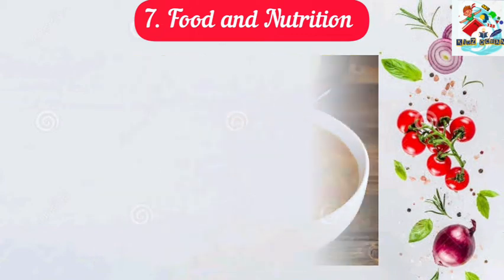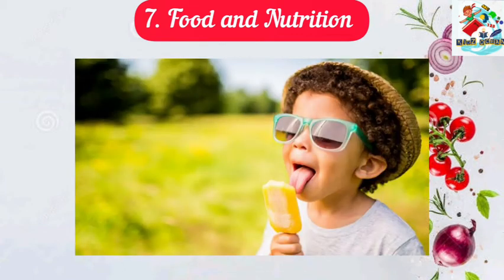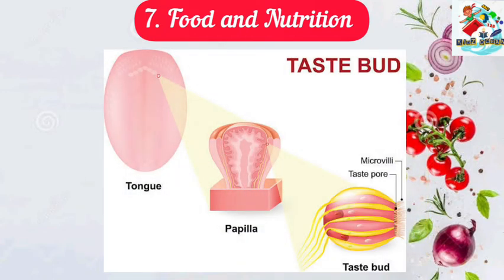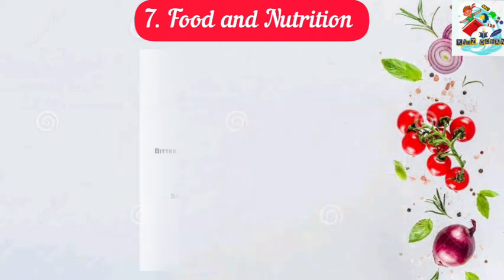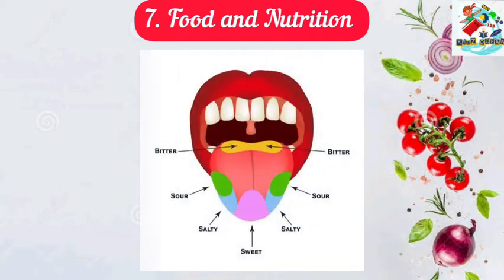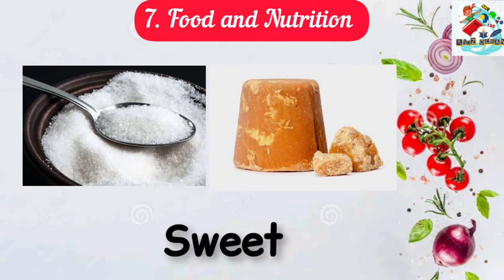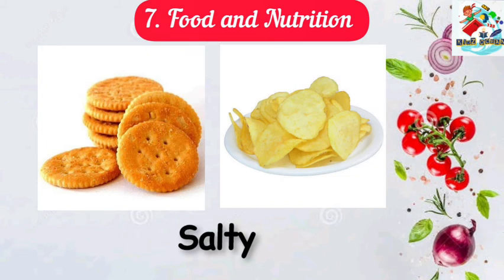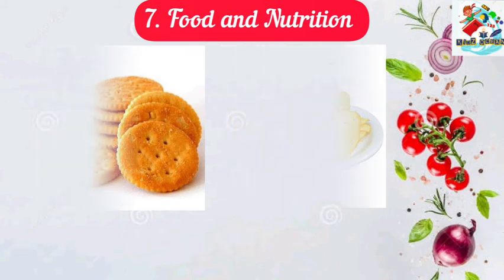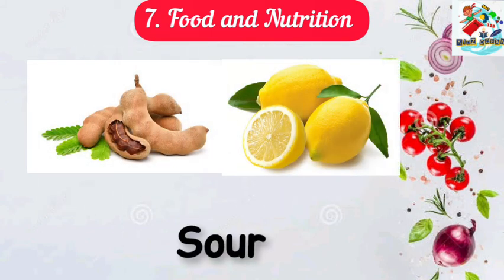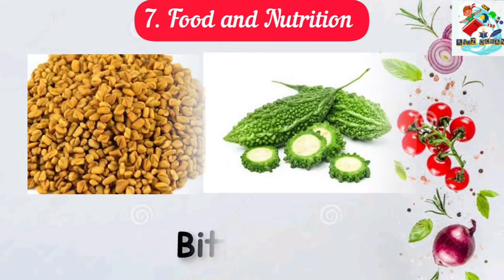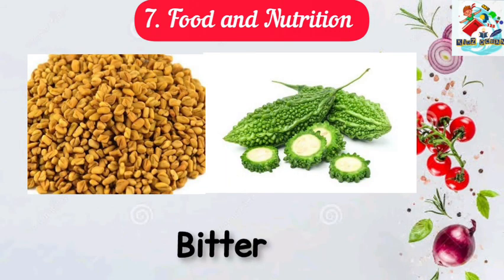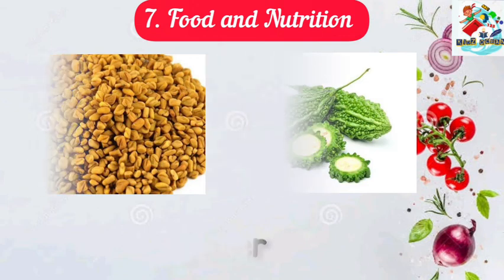Students, do you know that our tongue helps us to taste different things? There are pimples on the tongue. They are called taste buds. These taste buds tell us the different tastes, like sugar and jaggery are sweet. Salty biscuits and chips are salty to taste. Tamarind and lemon are sour. Methi seeds or fenugreek and karela are bitter to taste.